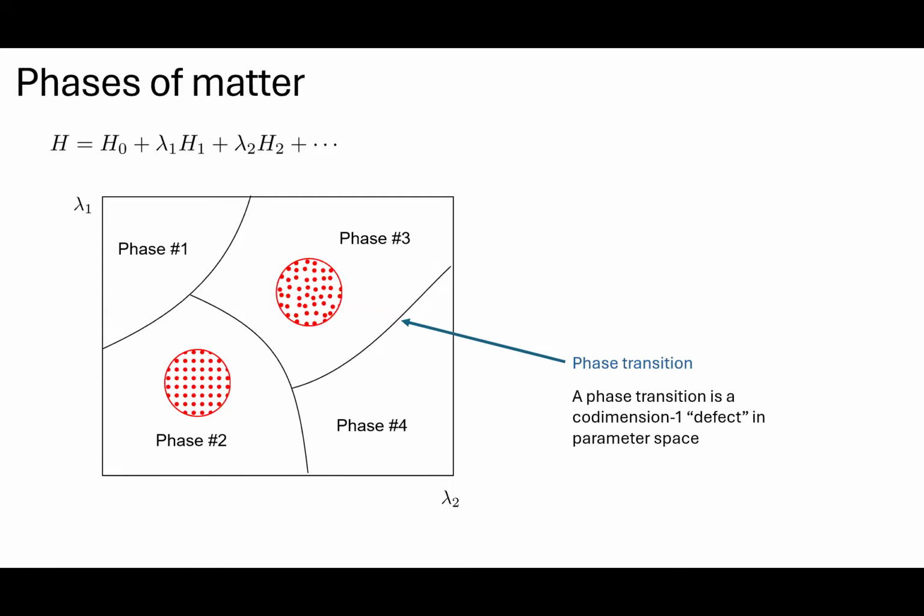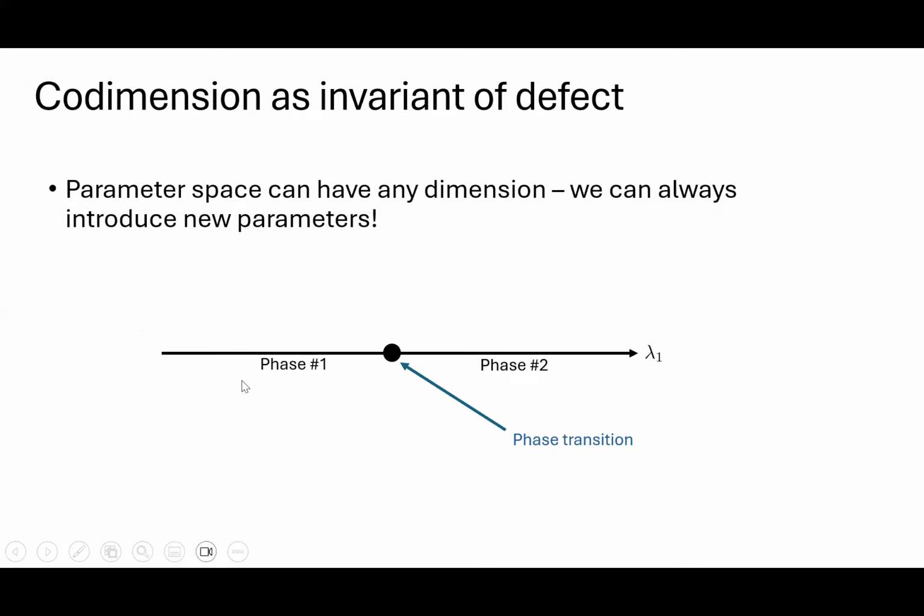And so why do I say codimension 1? Well, the dimension is not really an invariant quantity because it depends on how many parameters you've included in the Hamiltonian, because you can always add additional parameters. The codimension is a thing that's invariant under adding extra parameters. And so, for example, if you have only one parameter, then a phase transition is dimension 0. If you add a second parameter, the phase boundary will become dimension 1. But it's always codimension 1. So that's the invariant thing.